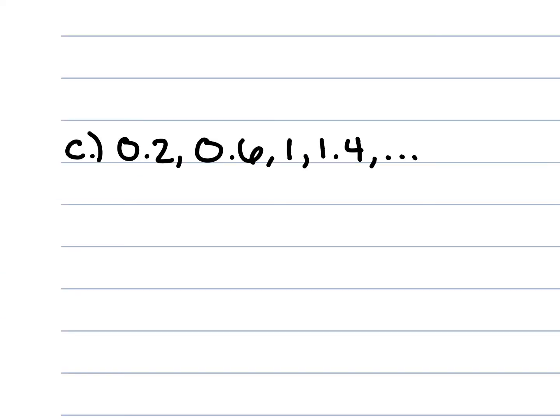So looking at C, what am I adding to get from one number to the next? 0.4. I'm adding 0.4. Let's just double check. If I add 0.4 to 0.6, do I get 1? Yeah. So then let's find our next term. I'm adding 0.4. What's 1.4 plus 0.4? 1.8. Awesome.